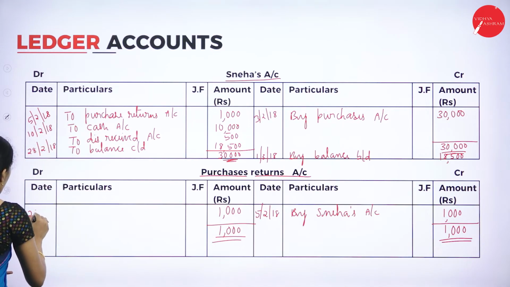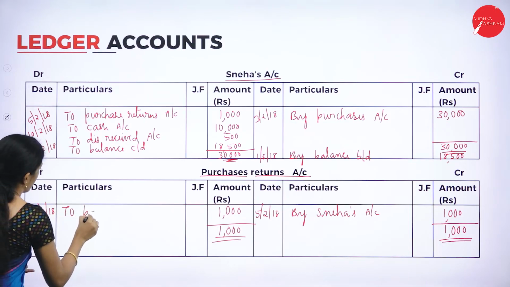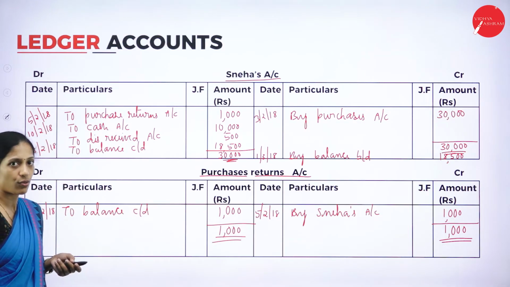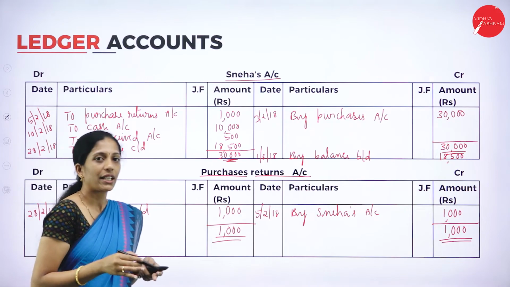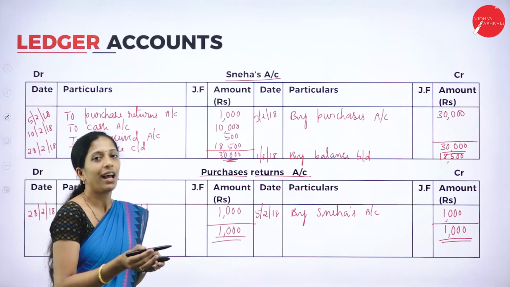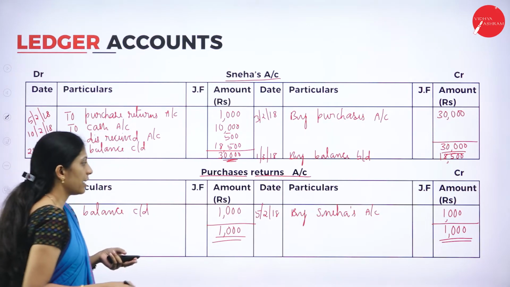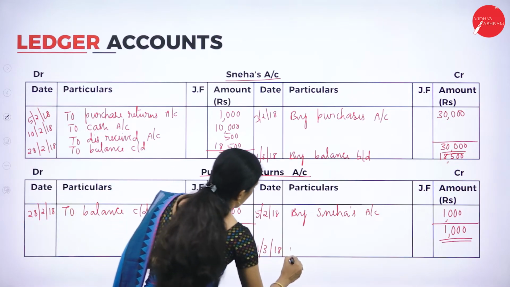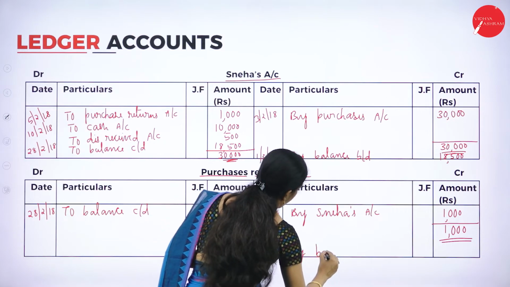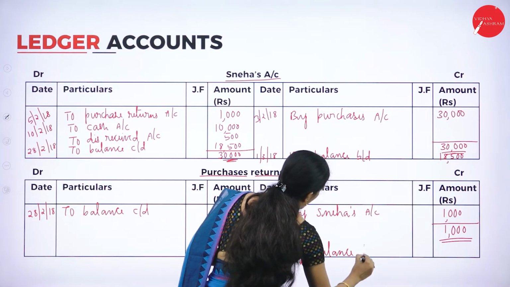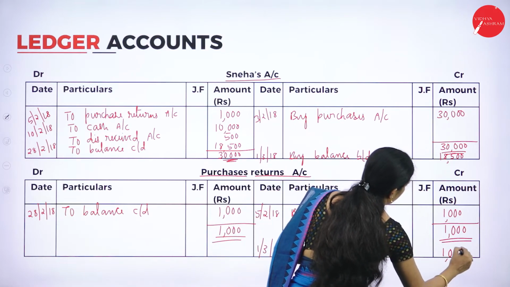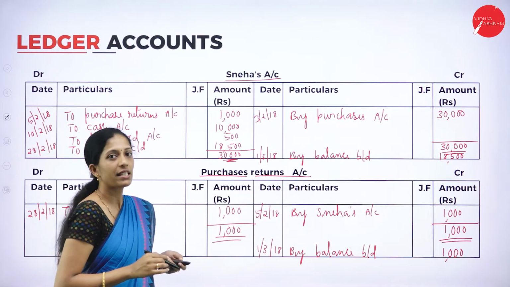That is 28/2/2018, to balance carried down, that is 1,000. Whatever amount you have carried down at the end of the previous month has to be brought down at the beginning of next month. That is 1/3/2018, by balance brought down. How much? 1,000. So we are done with the purchase returns account.